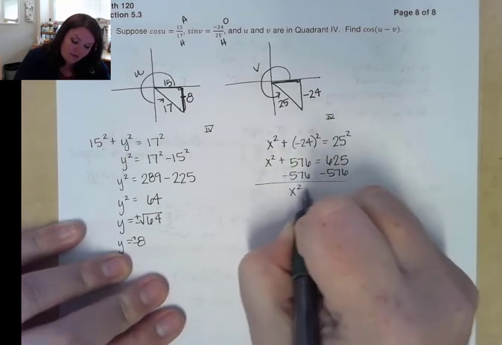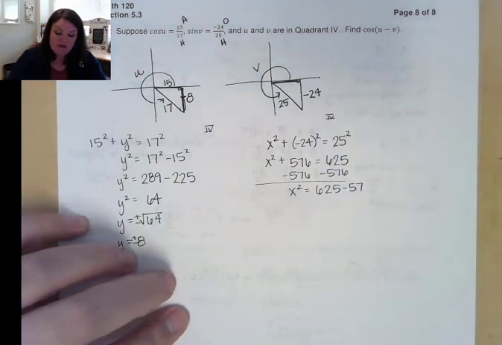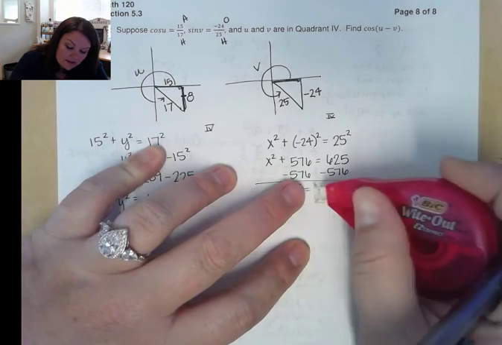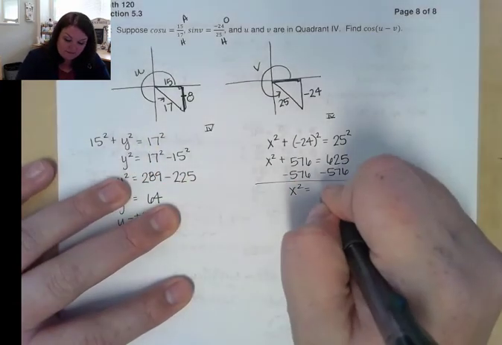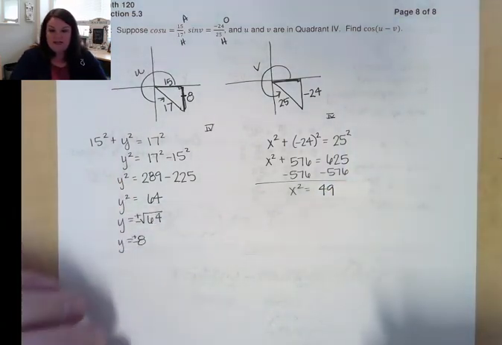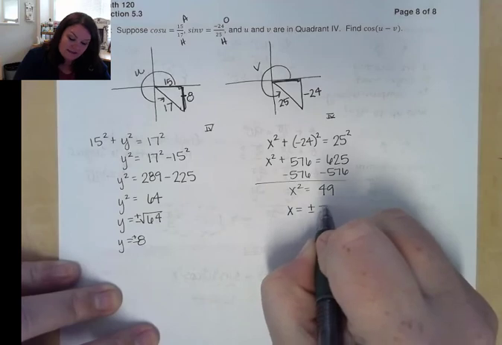So I end up with x squared is equal to 625 minus 5... Oh, I don't know why I'm writing it out sideways. That's silly. I can just subtract those numbers. 625 minus 576 is 49. And then I take the square root. So that means x is equal to plus or minus 7, right?